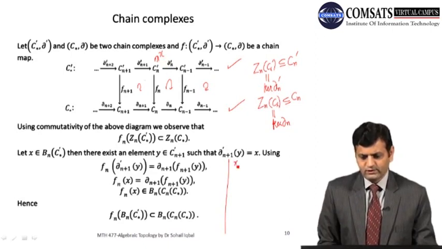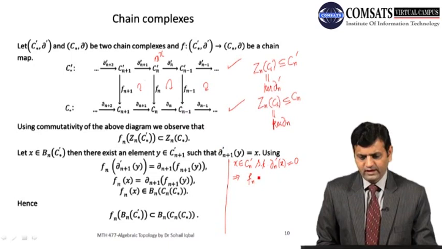So x belongs to Cn prime such that partial n prime of x is equal to 0. Now we can also see that this Fn minus 1 is basically a homomorphism, so it must take 0 of Cn minus 1 prime to the 0 of Cn minus 1. So basically this implies that when I apply Fn minus 1 on partial n prime of x, then it must be 0.